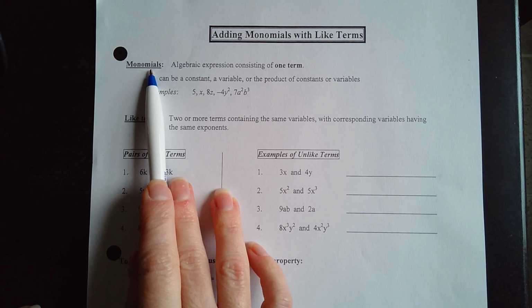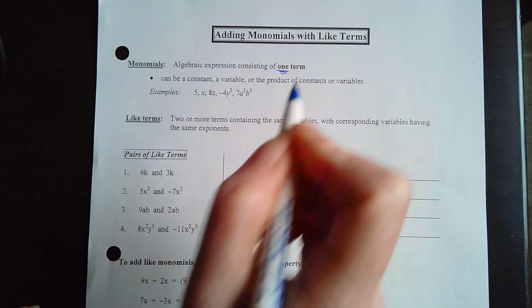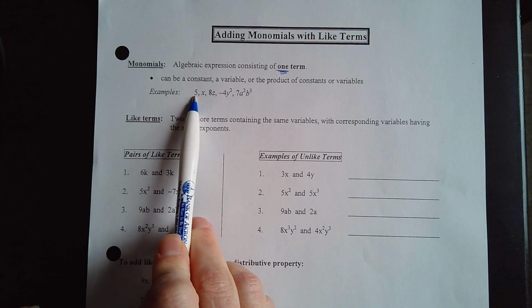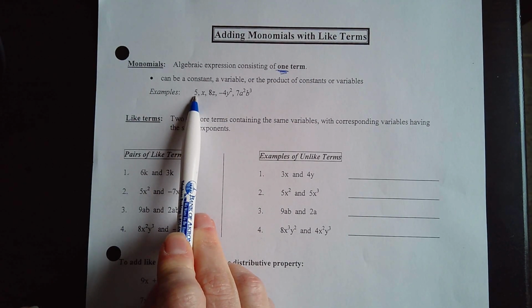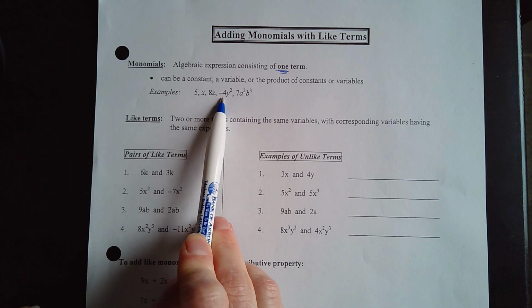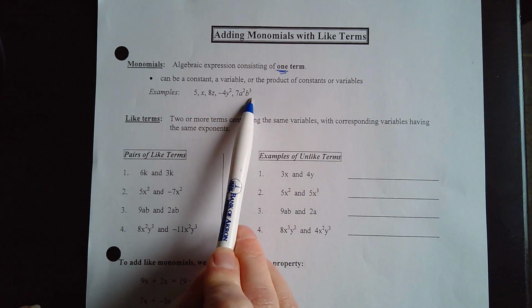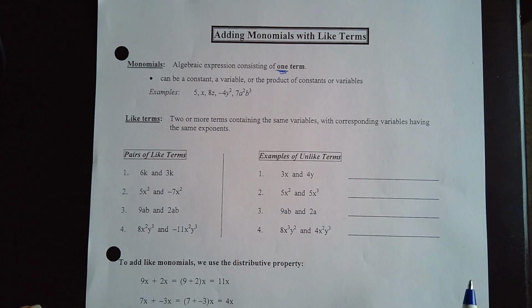So first let's make sure we remember what a monomial is. It's an expression that contains one term. And it could be just a constant number like the number 5. It can be a variable, like the variable x, or it can be a product of those constants and variables, like our 8z, negative 4y squared, and 7a squared b to the third. Every single one of those would be considered a monomial because they are one term.